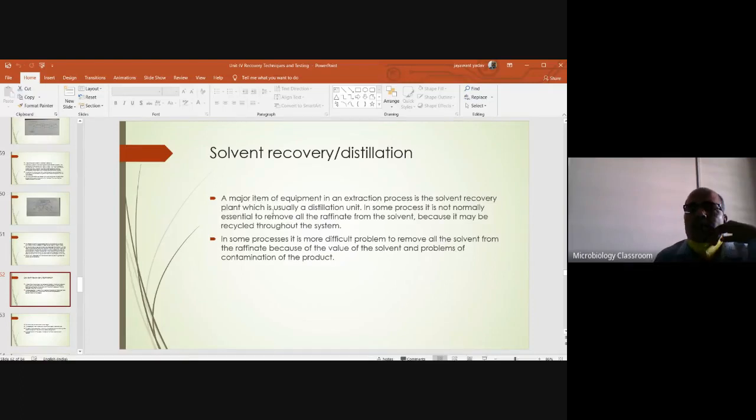So a major item of equipment in the extraction process is the solvent recovery plant, which is usually a distillation plant, a distillation unit, a distillation technique, method, or procedure. In some processes, it is not normally essential to remove all the raffinate from the solvent, because it may be recycled throughout the system. In some processes, it is more difficult to remove all the solvent from the raffinate because of the value of the solvent and problems of contamination of the product.